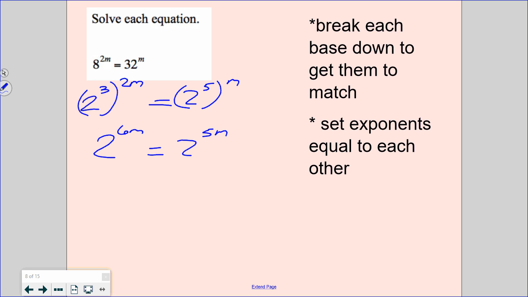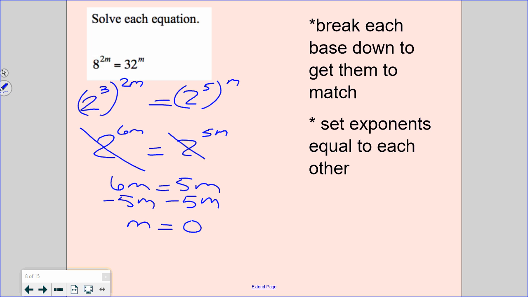What can I do with my bases? Cancel them out because they're the same. So I get 6m equals 5m. Get all my m's on the same side. I get 1m equals 0. Is that the same as no solution? No, it's not, because I have an m left, and an m can equal 0. No solution is when I get a number equals a different number, like 2 equals 3. 2 doesn't equal 3. So m equals 0 is a totally okay answer.